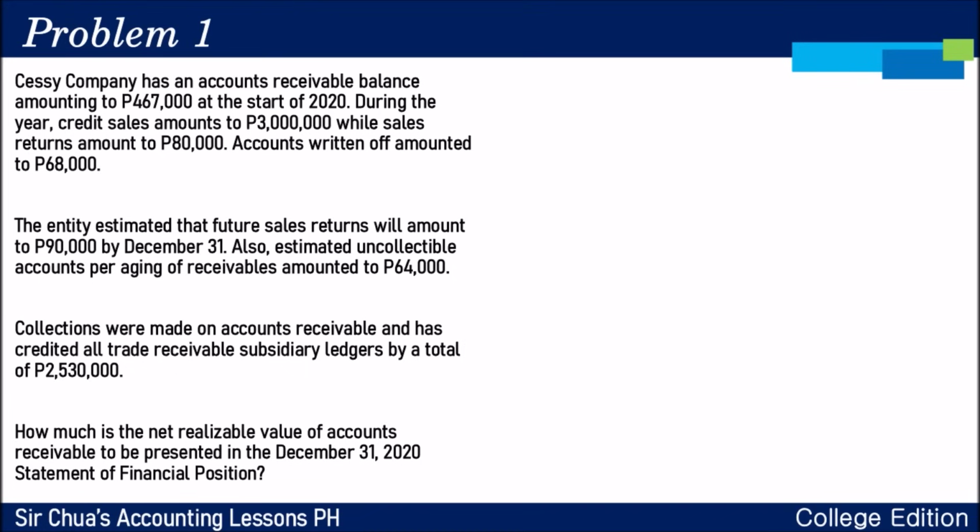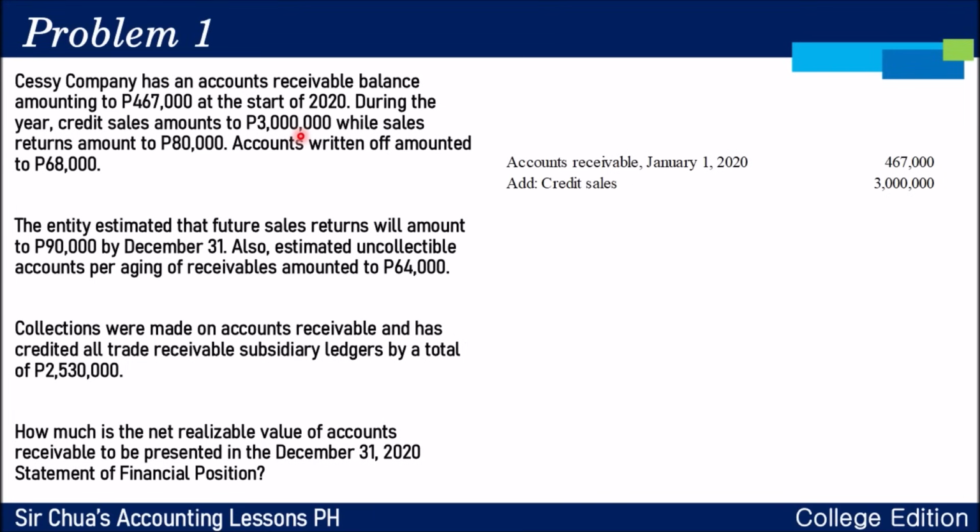So, ang tinatanong lang po sa inyo ay net realizable value. Ibig sabihin po nun, kung ano yung accounts receivable, ibabawas nyo po doon lahat ng ine-expect nyo naman na hindi na marireceive. Okay? Pero syempre, the first step that we need to do is compute muna magkano yung ending balance na accounts receivable. So, your starting point is the accounts receivable on January 1, 2020, which is 467,000. And then, you add your credit sales amounting to 3 million.